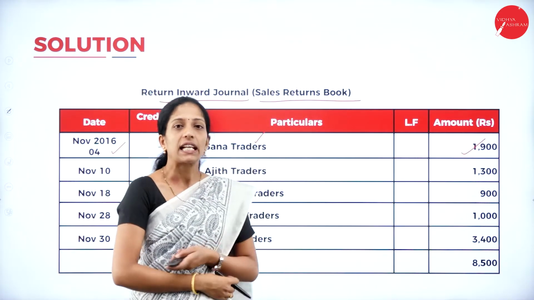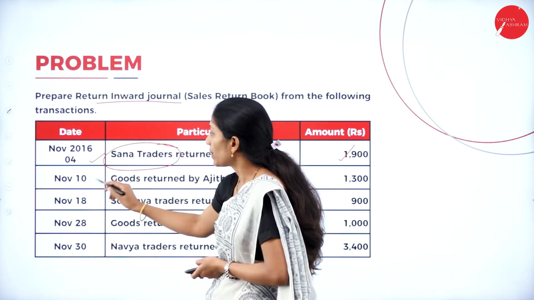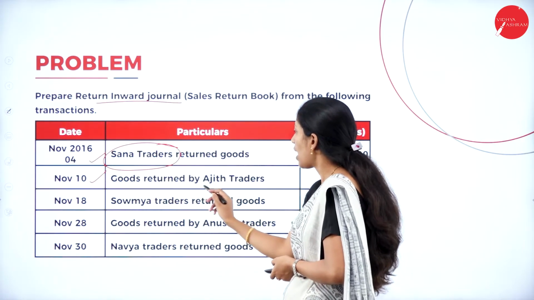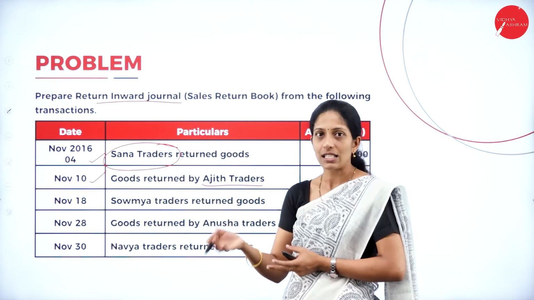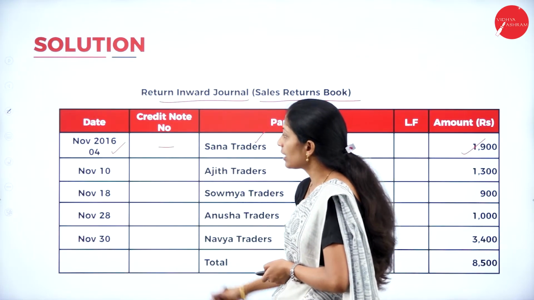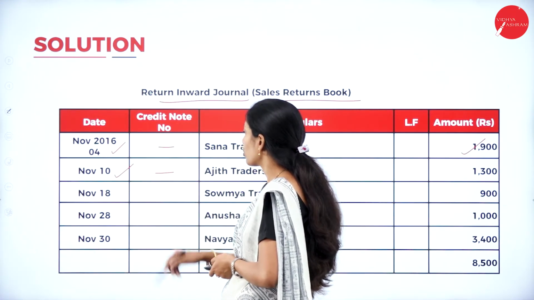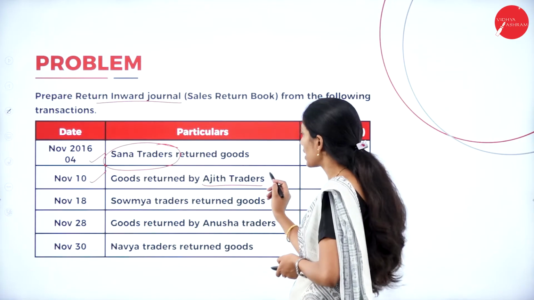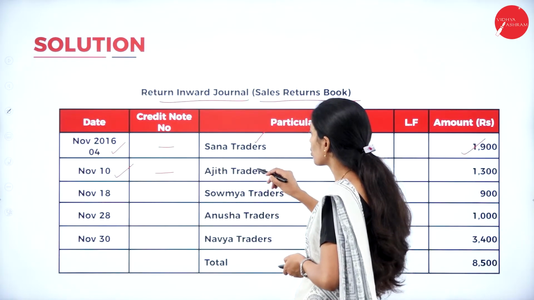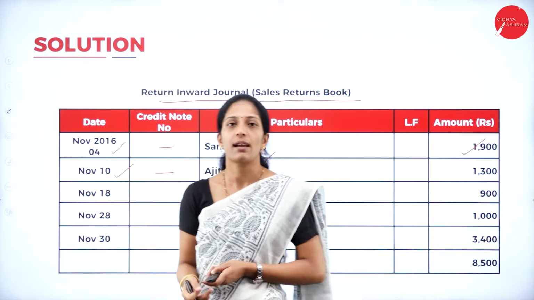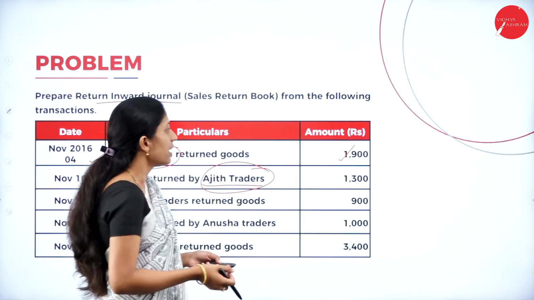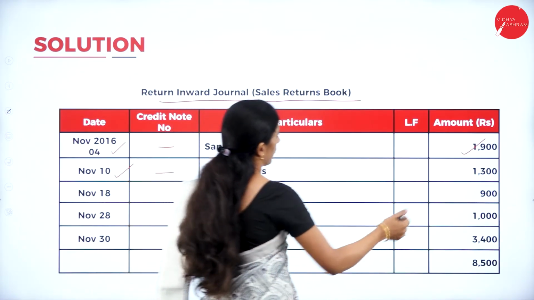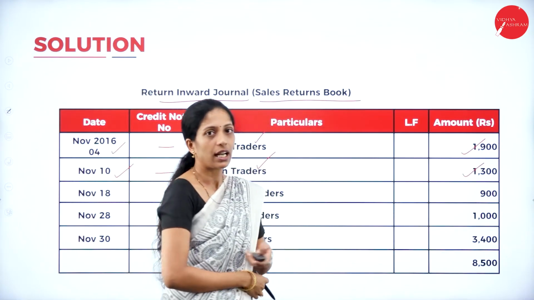Next one, second transaction, that is November 10th, goods returned by Ajit Traders. In the sense, sales return. So write the date, November 10th. There is no credit note number, and the name of the customer is Ajit Traders. So write the name, and what is the amount of sales return? That is 1,300. So write 1,300.